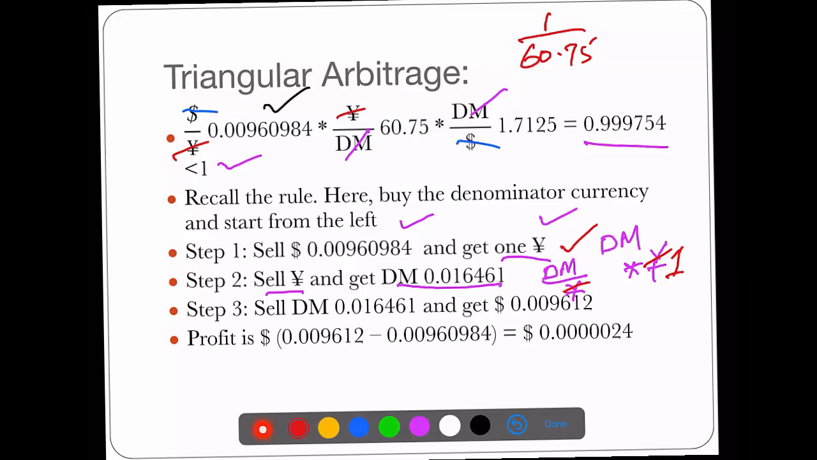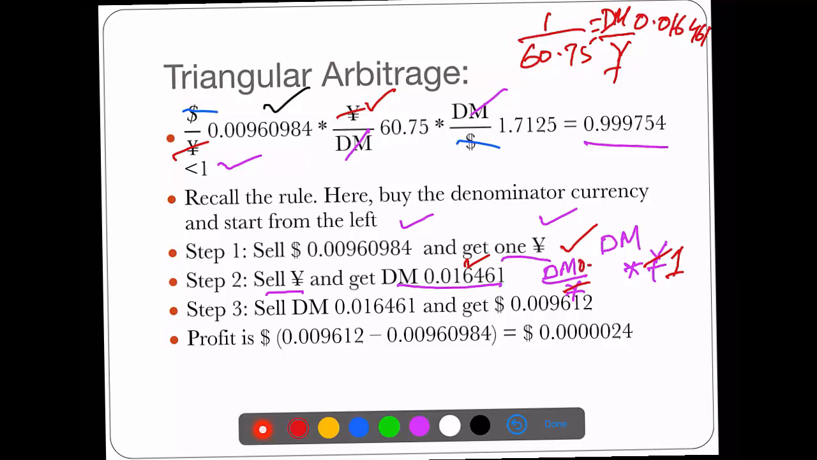So you will be left with actually this amount, 0.016461, the same amount over here. And the currencies will change the position as well. So over here it was yen on the top and Deutschmark in the bottom. Now the Deutschmark will be on the top and the yen will be in the bottom, and this is the setup which we actually wanted.